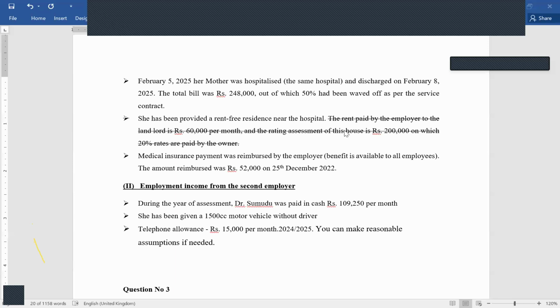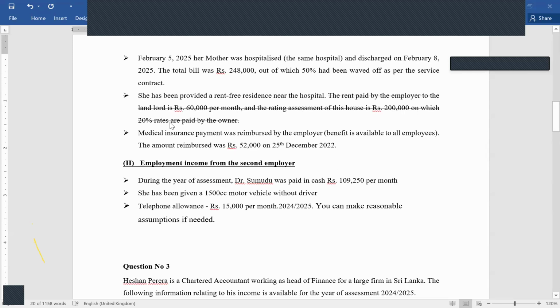Then you can calculate the housing benefit like that. Then the last one, medical insurance payment was reimbursed by the employer. Benefit is available to all employees. The amount reimbursed was 52,000 on 25th January 2020.